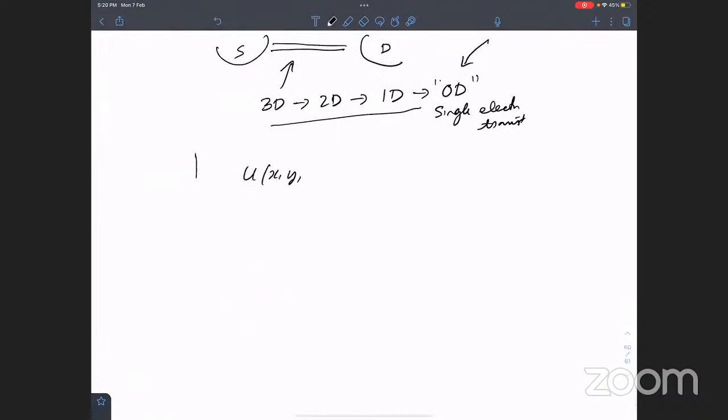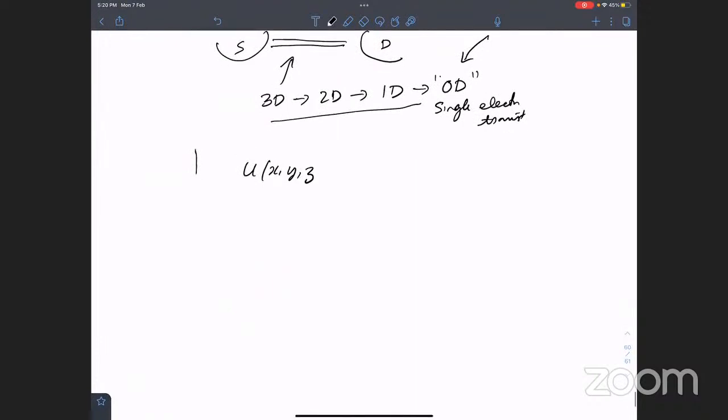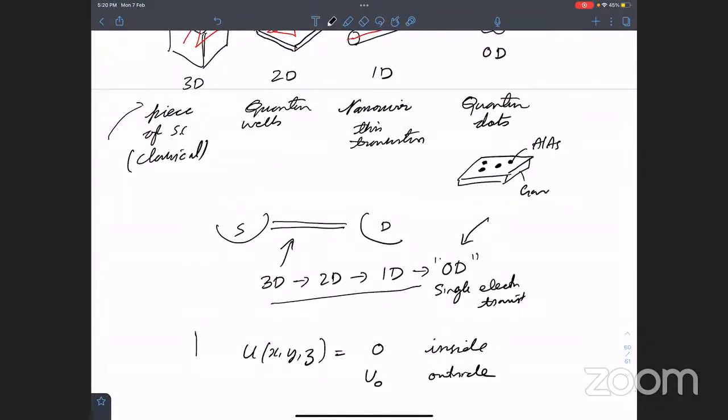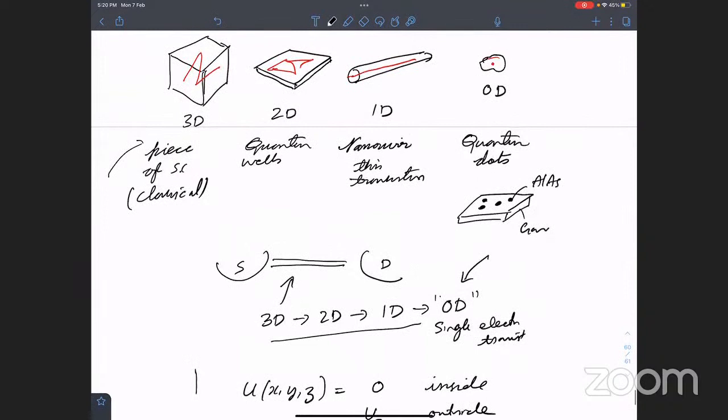How do I write a potential function for a 3D? It's going to be U of x, y, z. It's going to be three-dimensional. It is 0 inside, and it's going to be U outside the box, for example. Something like this, right? So these are our potentials. The same idea that we have for a one-dimensional finite well, I'm now extending to higher dimensions. That's all that I'm doing.